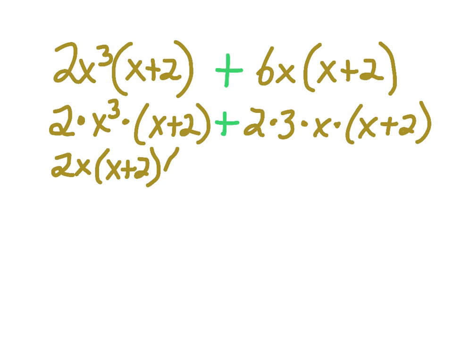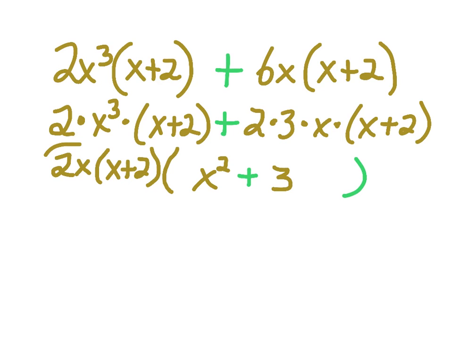and now what remains, I'll put that plus sign in the middle. So what remains in this term, after I factor out the 2, the x, and the x plus 2, is just an x squared. And then in this term over here, if I factor out the 2, the x, and the x plus 2, I just have a 3 left.